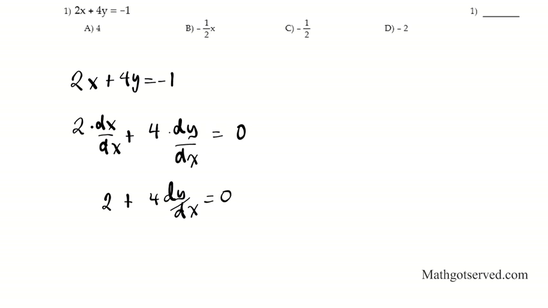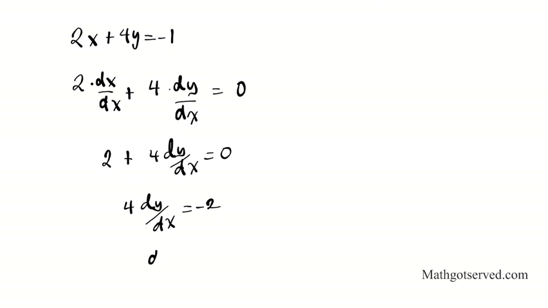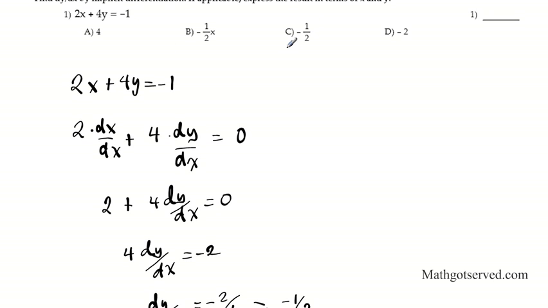So the goal now is to isolate dy/dx. I'll subtract 2 from both sides, so that gives me 4 dy/dx equals negative 2. And then just divide both sides by 4, and I'll have dy/dx equals negative 2 over 4, which reduces to negative 1/2. So your final answer is C.